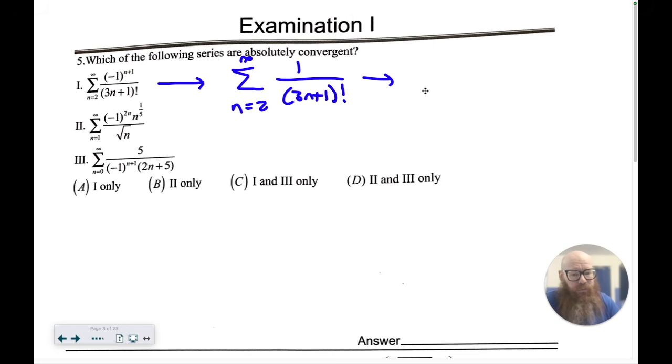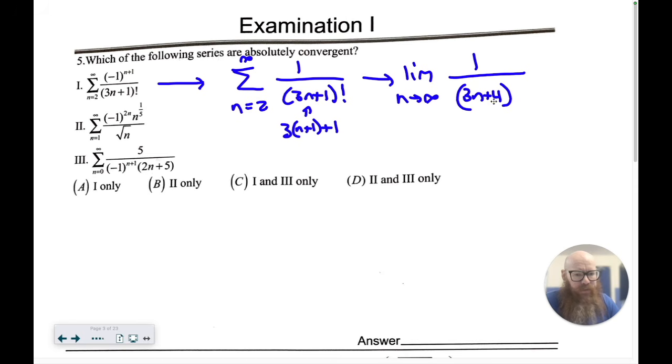And what I'm going to do for this is the ratio test. So the ratio test tells me I'm going to do the limit as n goes to infinity of a sub n plus 1. So that is 1 over, if I replace this with an n plus 1, again, I'm going to try to do the algebra over here. This is 3n plus 3 plus 1, so that's 3n plus 4 factorial.